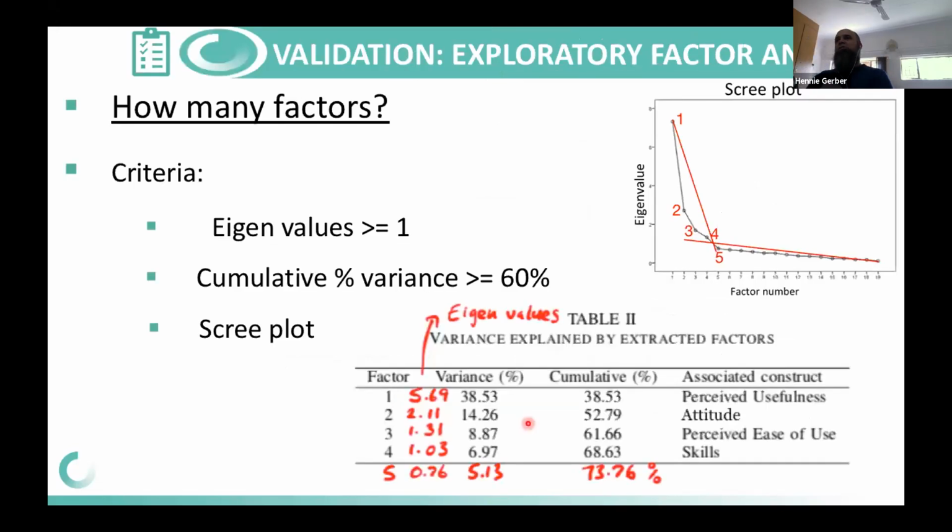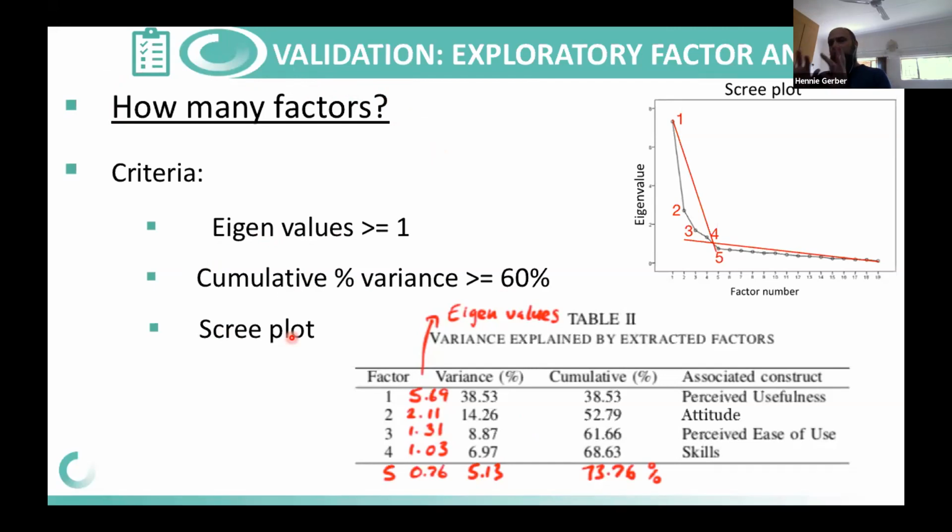So let us look at exploratory factor analysis very briefly. In exploratory factor analysis, you put in all the questions that are part of this scale. If you look at technology acceptance, we put in all the questions of ease of use, usefulness, attitude, and skills. And we put them in this factor analysis. The first thing for the factor analysis would be to decide how many factors or constructs we get. And there are a few criteria to decide on that.